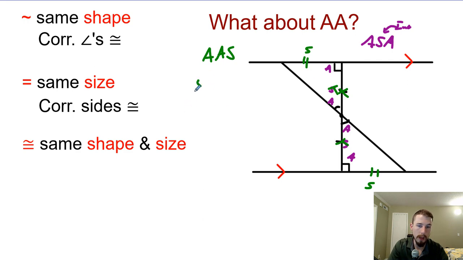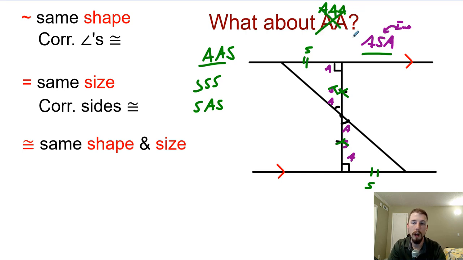So far we have side, side, side, which is when all the sides are the same. Then we have side, angle, side, and the ones we learned today are angle, angle, side, and angle, side, angle. We also notice that angle, angle is the same thing as angle, angle, angle, because if you know two of the angles, the third angle has to be the same as well.